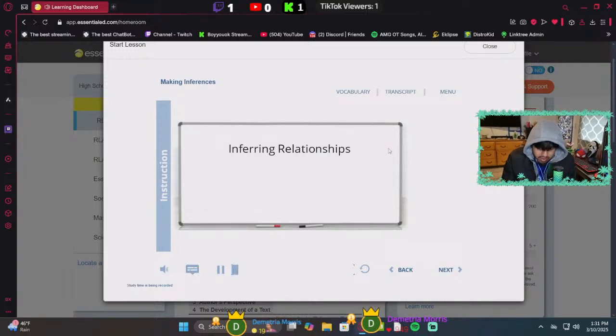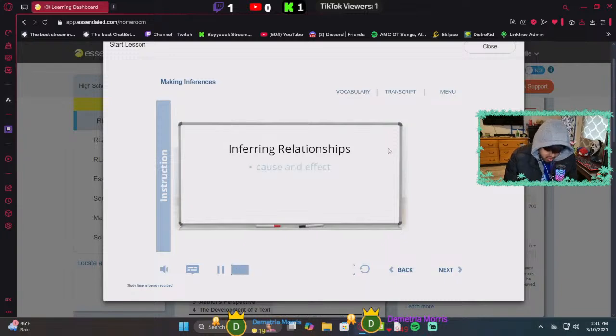One thing you can make inferences about is relationships. Often a writer will point out relationships like cause and effect, similarities or contrasts. But sometimes a writer will only imply the relationships between things. Just like with an inference, you need to look at the evidence in the text. Then you need to think about what you know. Then you can figure out the implied relationship.